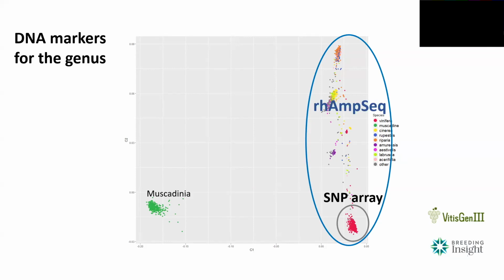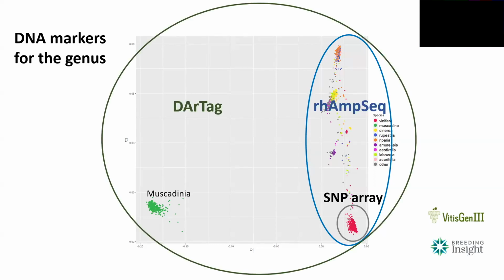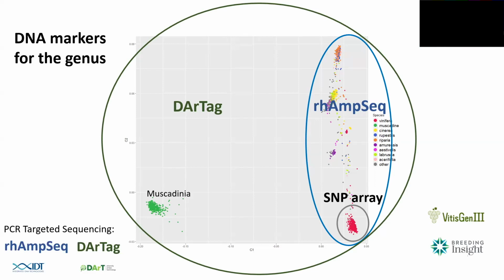Starting from VitisGen2, we developed a marker system called the rhAmpSeq marker system. This marker system was developed for the whole Euvitis clade, the Euvitis subgenus. And this year, we started working with Breeding Insight to develop DArTag markers that work across the whole genus, including Muscadinia. Both rhAmpSeq and DArTag are commercial proprietary technologies.